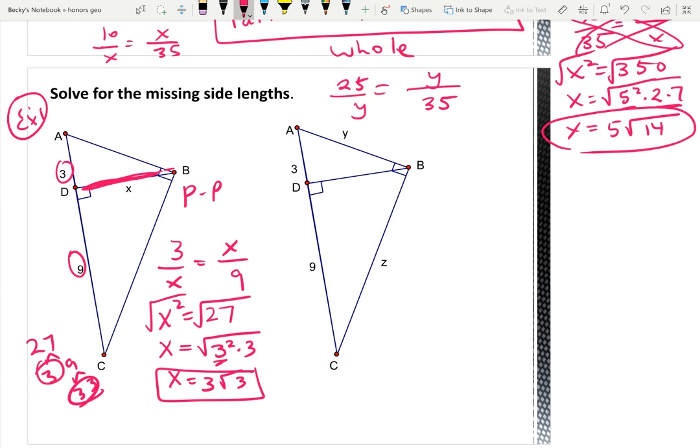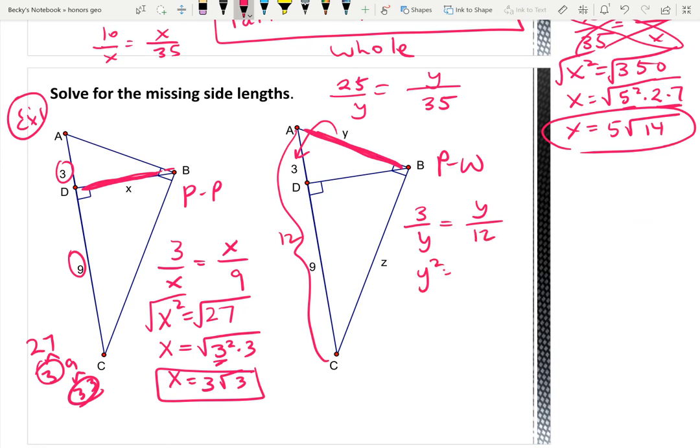Now, same numbers, but we have the outside here. This is a part whole. So it's a y. The part touching it is 3, and this whole is going to be 12. So y squared equals, I'm just going to multiply and get 36. And you guys know the square root of 36 is 6.